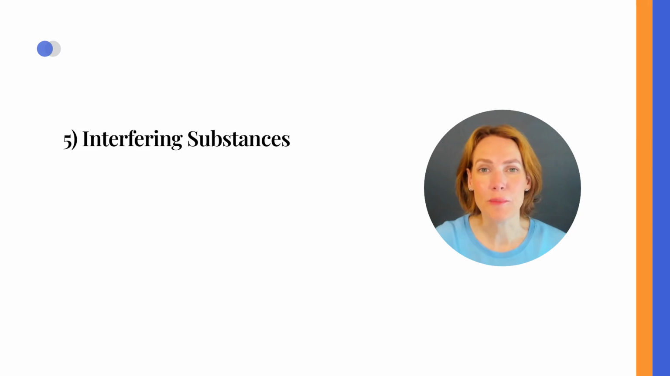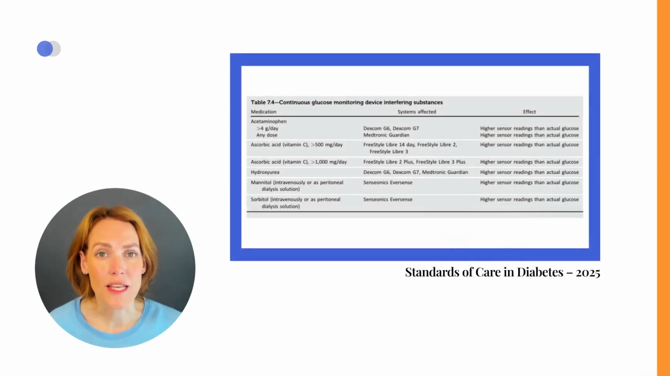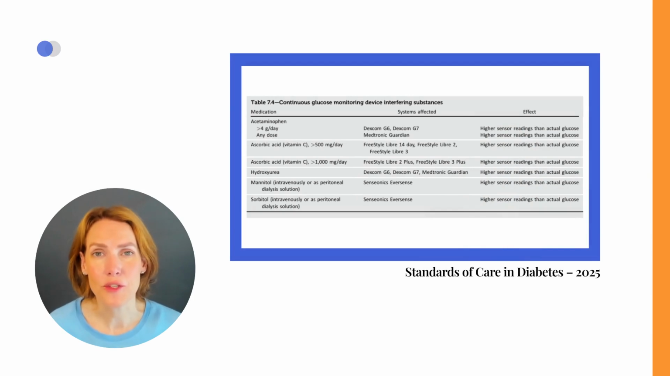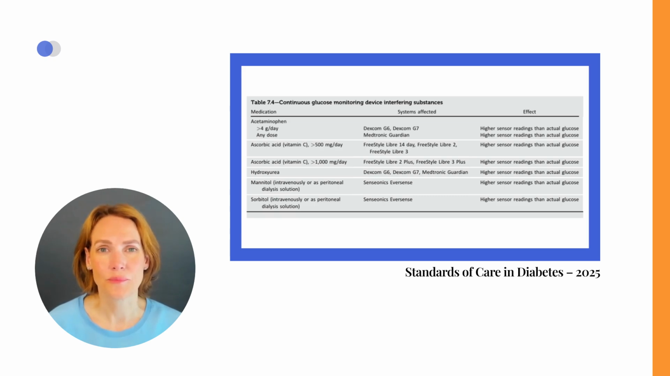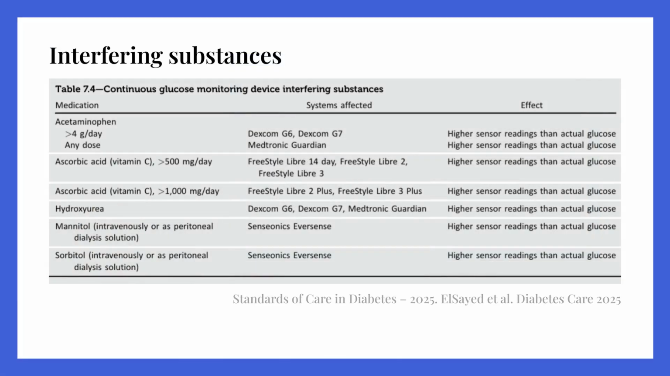5. Interfering substances. It's important to understand that sensors can be affected by certain interfering substances. This varies depending on the sensor you use. While these are typically infrequent substances, even common ones like paracetamol, also known as acetaminophen, can interfere with sensor readings.